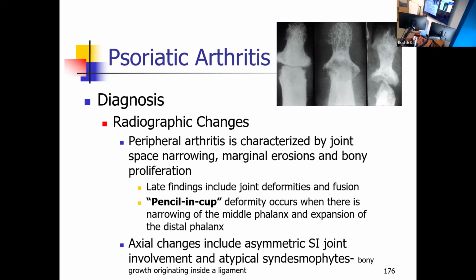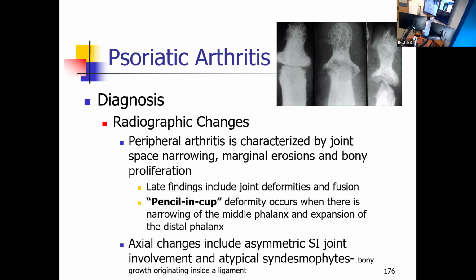Yeah, you need to get an X-ray. And the X-ray is key here. This is a very, very unique X-ray that you don't see anywhere. Okay? You're going to start seeing some joint space narrowing, marginal erosion, and bony perforation. Now, what does it look like? This is exactly what it looks like.